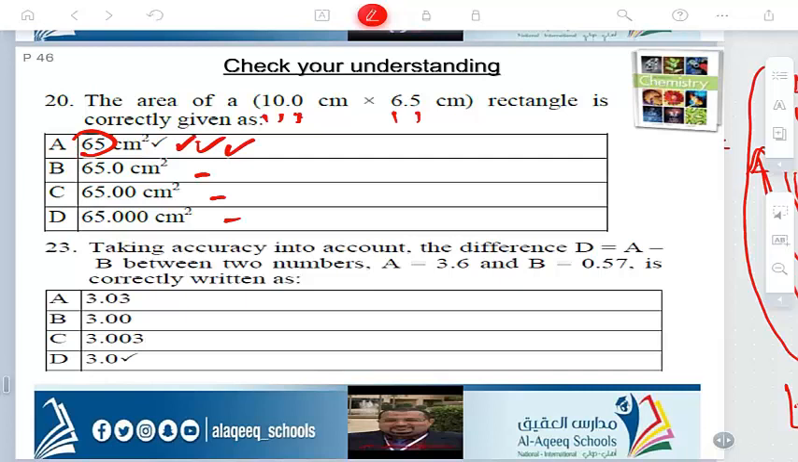What about if you have an example like this? If you want to find the difference, subtraction, D equals A minus B. A is this value and B is this value. So this minus this. How many decimal places here? 1. How many decimal places here? 2. The answer must have only 1 decimal place. Which one here has 1 decimal place? This is 2, this is 2, this is 3, this is 1. This is the correct answer. You understand?